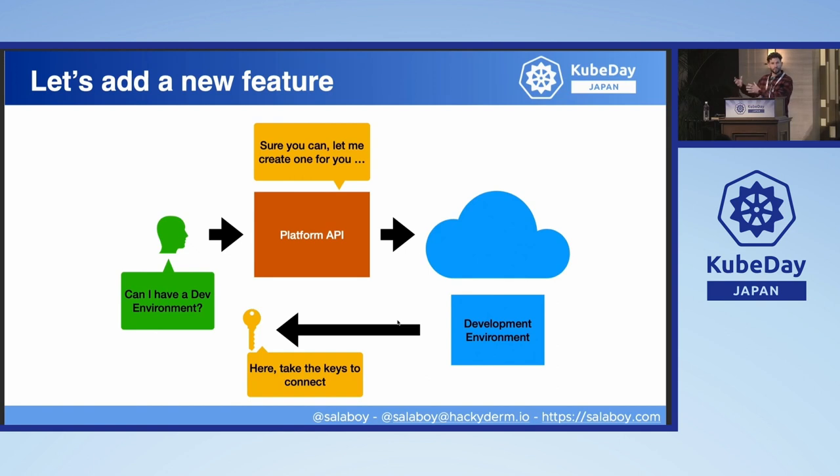I need the platform to provision a new environment for me. And I need to get all the secrets or credentials to be able to connect to that environment, right? That's kind of like what we are going to do now. I will just show a demo where I will connect to the platform API.